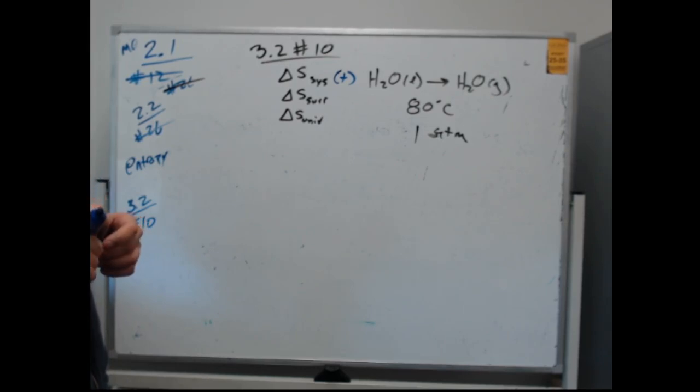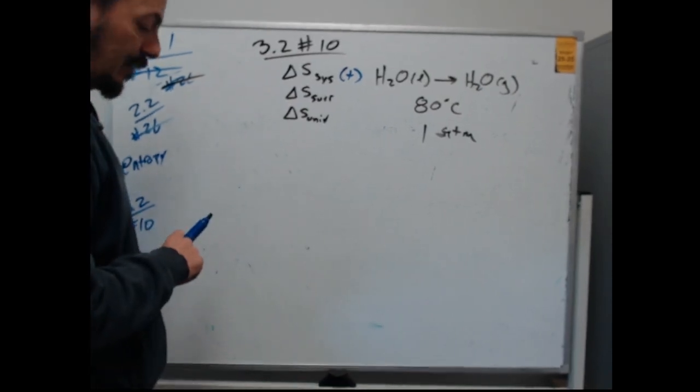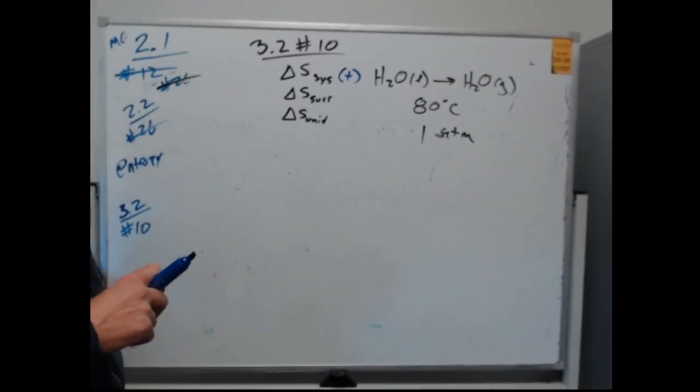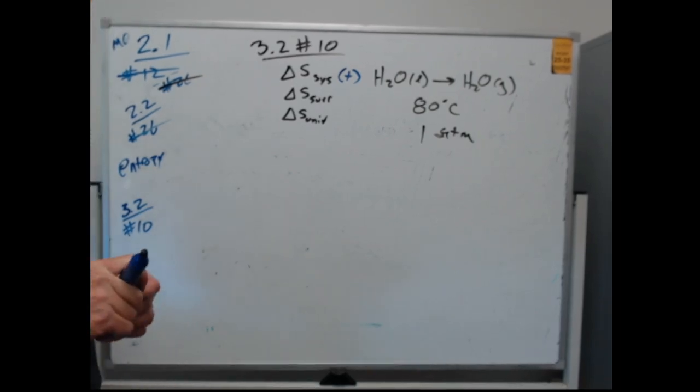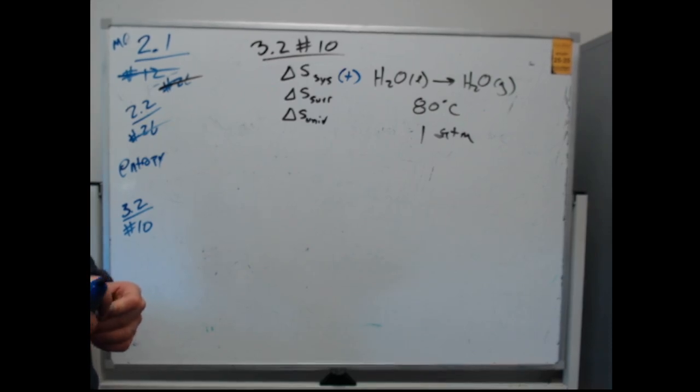Now, this is weird. The textbook does something weird with entropy that I'm not used to seeing, where it talks about the delta S of the universe being positive, negative, or zero for something that's spontaneous or non-spontaneous. Water doesn't boil on its own at 80 degrees Celsius. How do you make water boil at 80 degrees Celsius in 1 atmosphere of pressure? That's not going to happen.